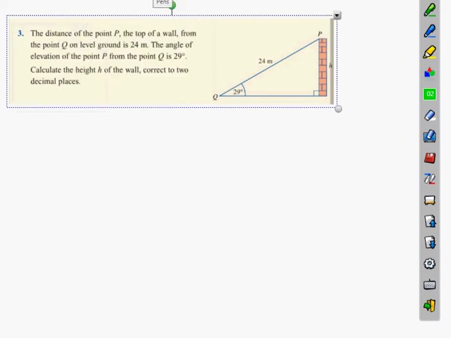The distance from the point P to the top of the wall Q on level ground is 24 meters. The angle of elevation, that means elevation would be this one down here. If I said angle of depression from the top of the wall, that would mean that one there. Now it goes, angle of elevation from P to the point Q is 29 degrees. Calculate the height of the wall, correct to 2 decimal places.